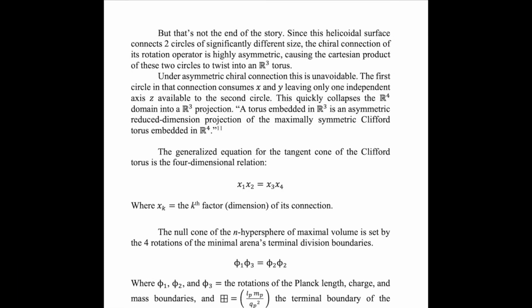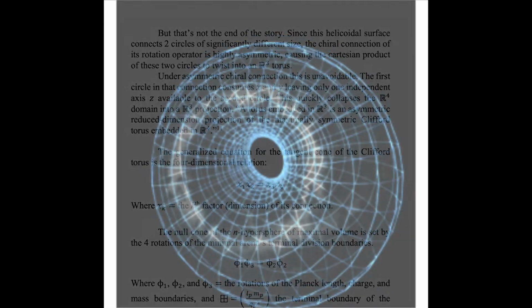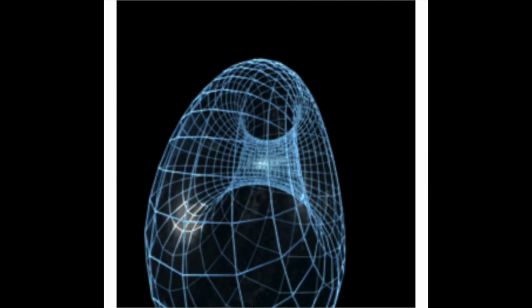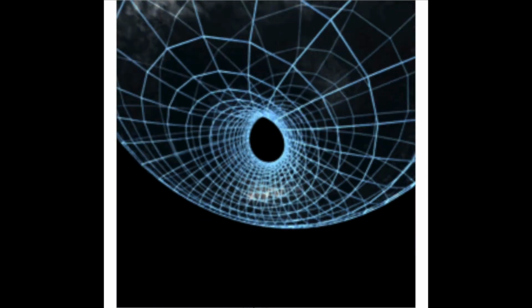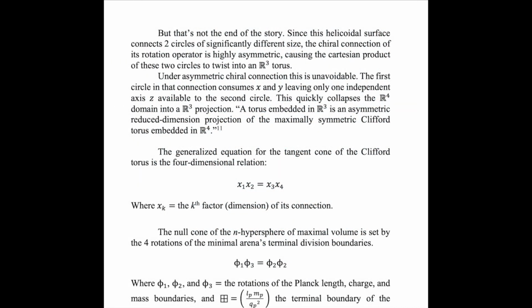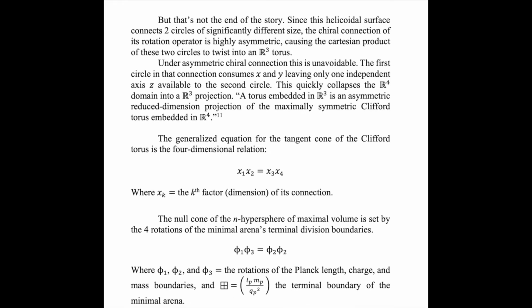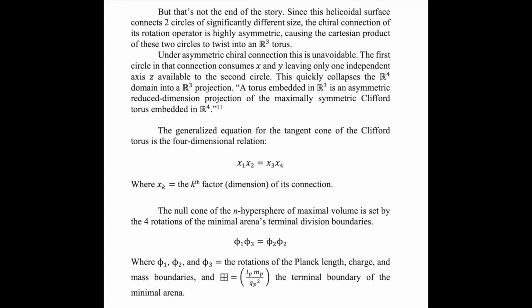Since this helicoidal surface connects two circles of significantly different size, the chiral connection of its rotation operator is highly asymmetric, causing the Cartesian product of these two circles to twist into an R3 torus. Under asymmetric chiral connection, this is unavoidable. The first circle in that connection consumes x and y, leaving only one independent axis, z, available to the second circle. This quickly collapses the R4 domain into an R3 projection. That is, a torus embedded in R3 is an asymmetric reduced dimension projection of the maximally symmetric Clifford Torus embedded in R4.